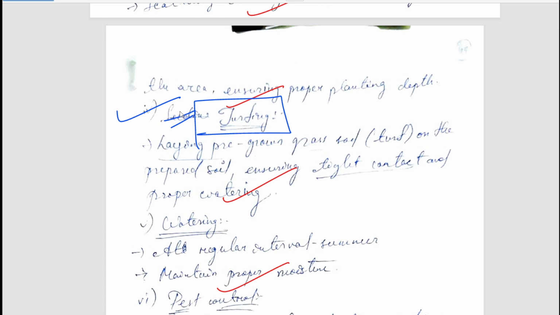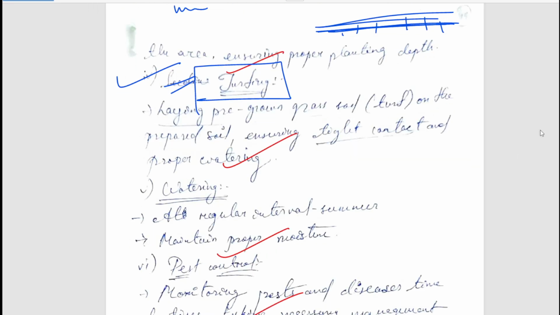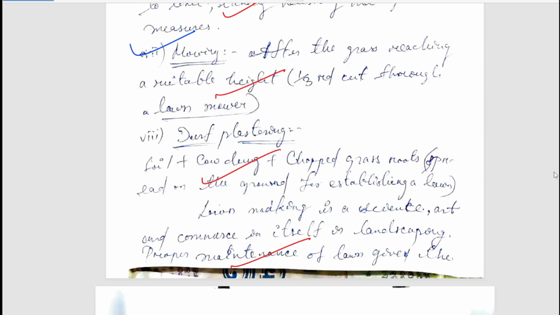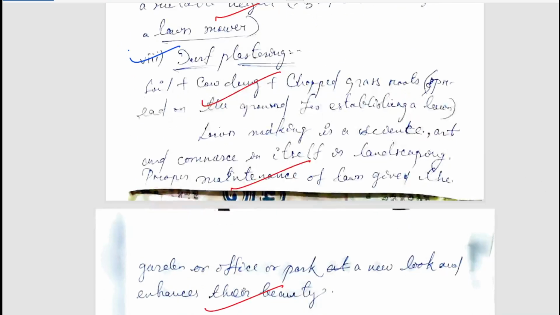So here we lay the pre-grown grass on the soil. Suppose this is the soil, we will make the soil plain. Then we will bring the pre-grown grass and we will put it here, and slowly the roots will develop and penetrate the soil. Watering, pest attack, mowing. So all the important points have been mentioned. Turf plastering. So very well written answer.